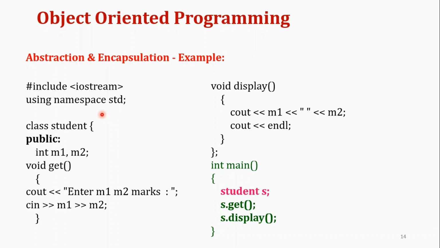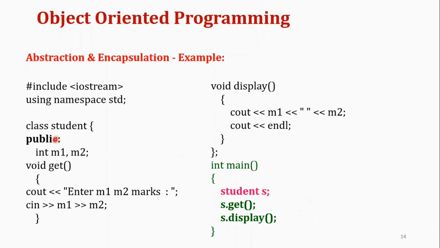Check out this class, the class name is student. This is the public access specifier, which means all the member data and member functions after this public declaration will be available outside the class. Since it is declared as public, it can be available outside the class, but only for the object of the class.